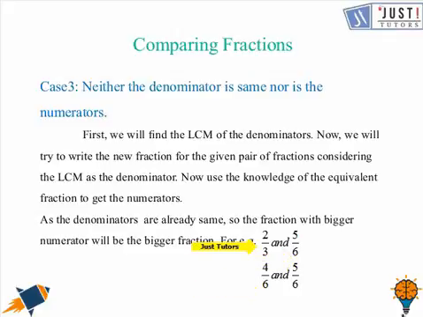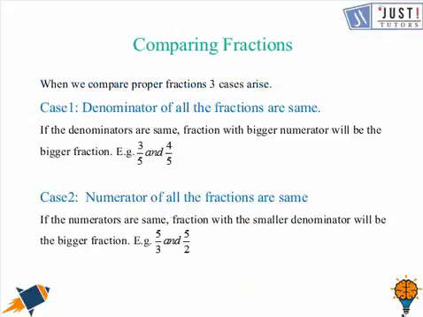So we need to use our knowledge of equivalent fraction to get 2 pairs of equivalent fractions of it. So 2/3 gets converted into 4/6, and in this case the second fraction won't change at all because it has already 6 as the denominator. And now the new fractions are 4/6 and 5/6. So in this case, both the denominators are same again. Hence, it becomes the question of case number 1.